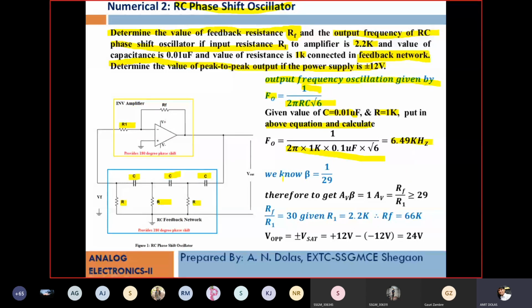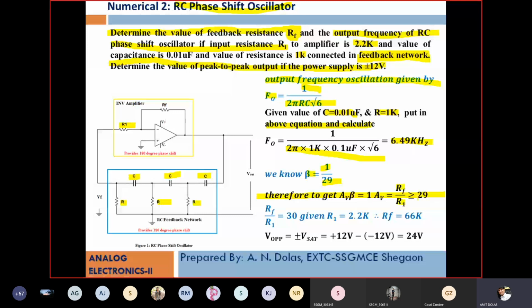Then we know that by Barkhausen's criteria beta must be 1 by 29. That's why we need AV, which is nothing but RF by R1, greater than 29. Preferably choose RF by R1 equal to 30, and given value of R1 is 2.2K. If you put this value into the equation, you will get RF is equal to 66K.